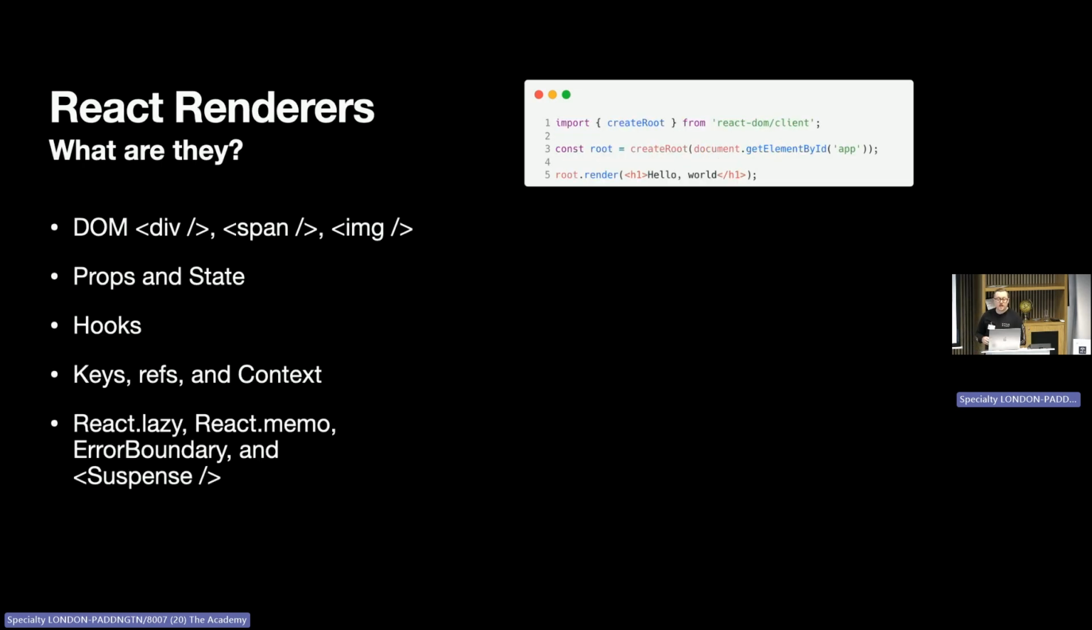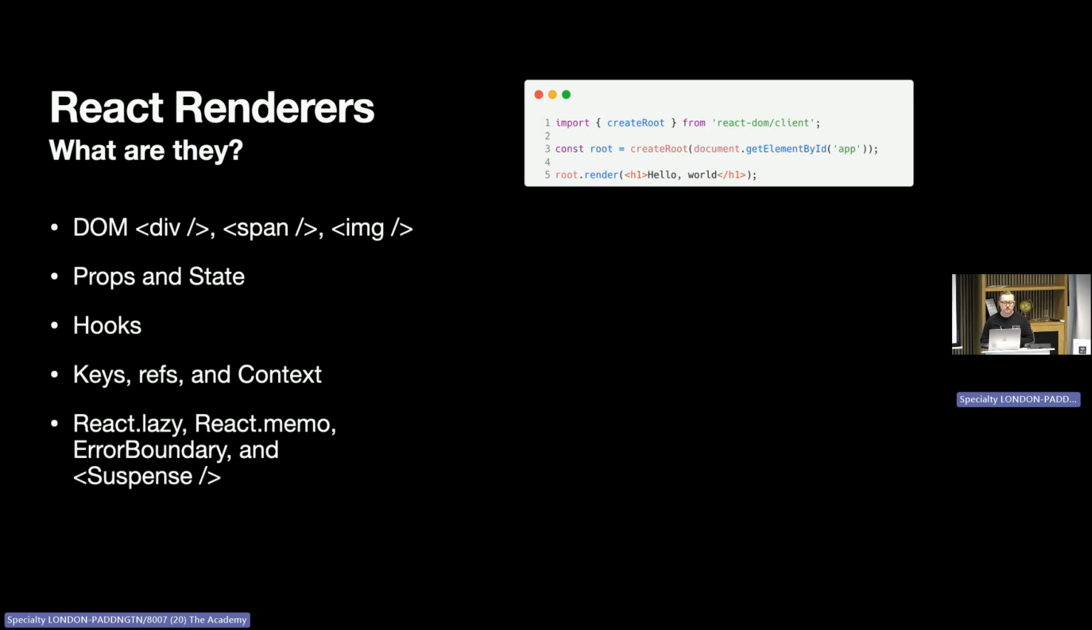So React renderers, what are they? If you've ever worked with React before, the code on the right should look kind of familiar. You set up a root that points to a DOM node, call a render function, pass in a component, and then React takes over from there. You'll start to work with things like DOM nodes like divs or spans or images. You'll work with things like props and state for the actual components. Implement side effects with things like hooks, useEffect and such, or optimize callbacks with useCallback, etc.